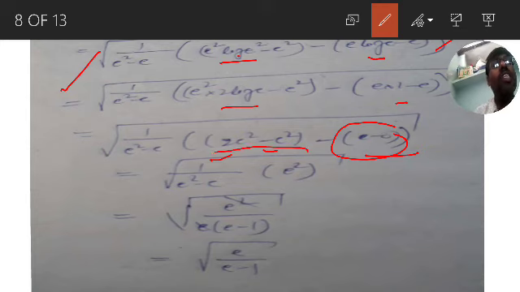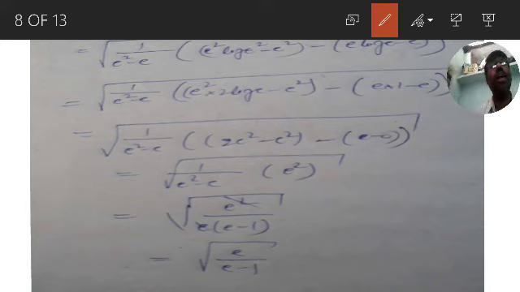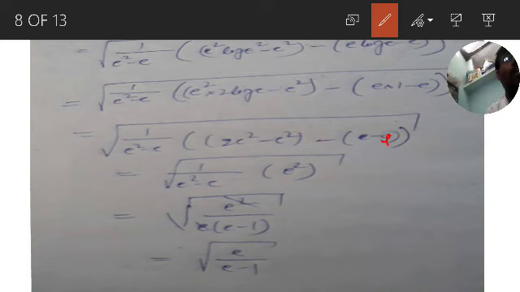So 2e square minus e square is e square, that is square root of 1 by e square minus c into e square. So take e square common here. So what happens? E and e cancel. What you get? This is square root of e by e minus 1. Square root of e by e minus 1 is my root mean square value. Are you getting, guys? This is e minus c, guys. E minus c becomes 0. So this term becomes 0.